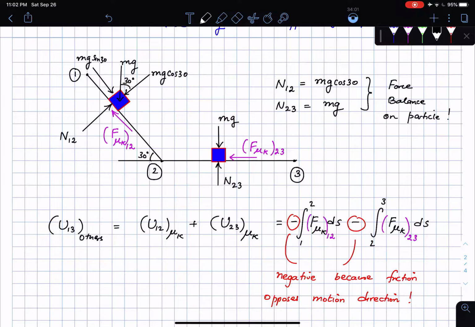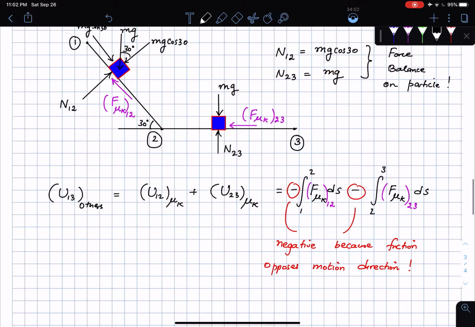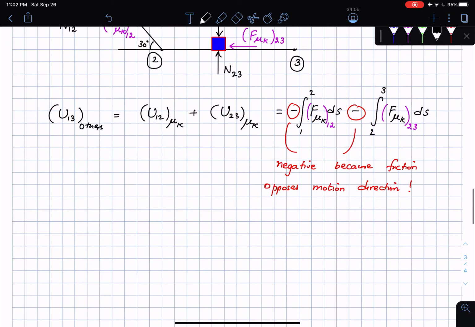And so what am I going to do with all this information? So here is what I'm going to do. I'm going to rewrite my work U13 others. So U13 others.